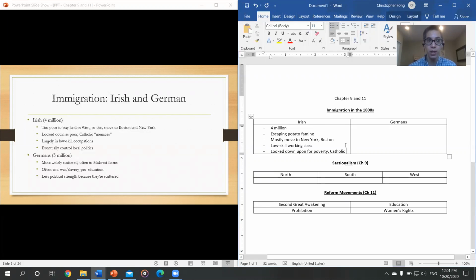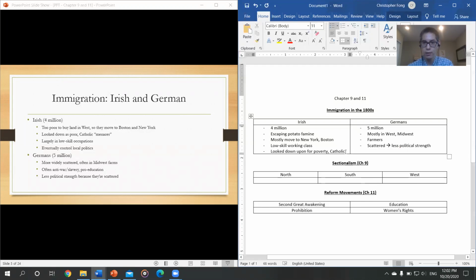Eventually, the Irish Americans are going to come to dominate local politics, especially in Boston and New York, and we'll explore that later. The Germans, on the other hand, 5 million Germans coming, they're more widely scattered. They oftentimes moved to the West and the Midwest and bought up farms. So they mostly are in the West and the Midwest, and they are farmers. You can see that they're oftentimes anti-war, anti-slavery because of what they're escaping from. They were escaping basically political revolution in Germany, so they want to avoid war. But because they're scattered throughout America, they have less political strength.